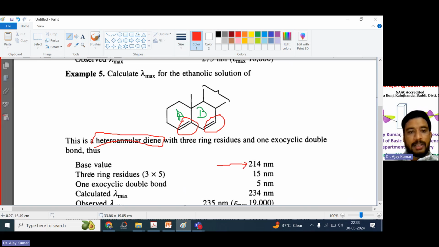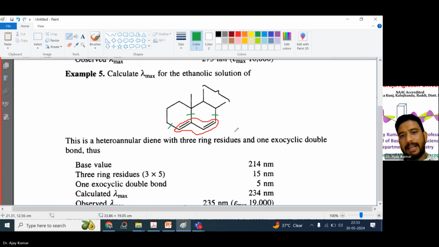Now we have to identify the ring residue. First of all, we have to identify the part of conjugation. So this is the part of our conjugation: double, single, and double. Now, where is the ring residue? This is a ring residue, this is also a ring residue, and this is also a ring residue. Ring residue means, in a cyclic system where the two double bonds are in conjugation, the substituents that are present on this particular conjugation. So here are 1, 2, and 3. We have a total of 3 ring residues. So 3 into 5, that is 15 nanometer.